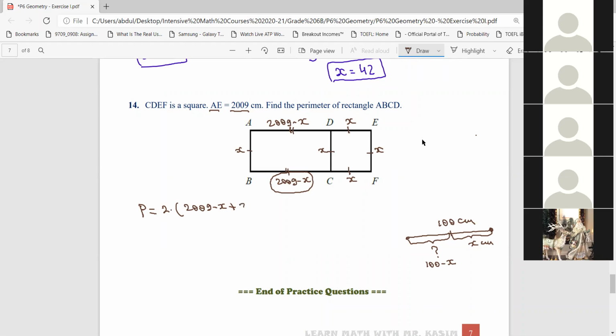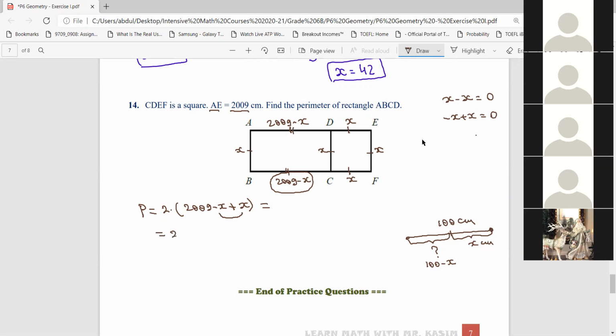X. Yes. Very good. So that's equal to, what is minus X plus X? 0. Minus X plus X is 0. X minus X equals 0. Right? So from here, minus X plus X is equal to 0.